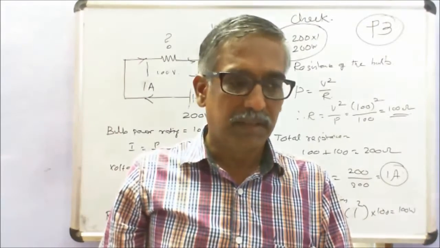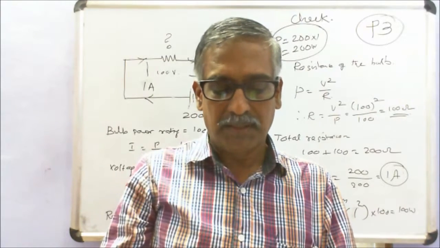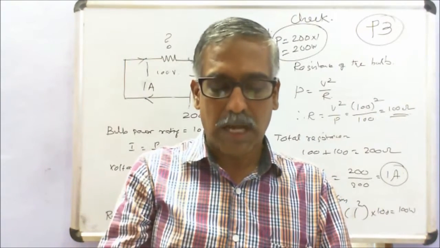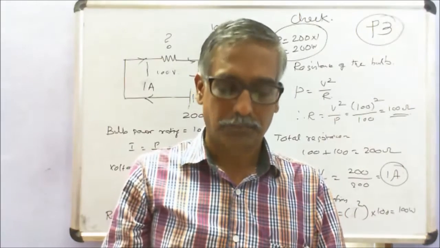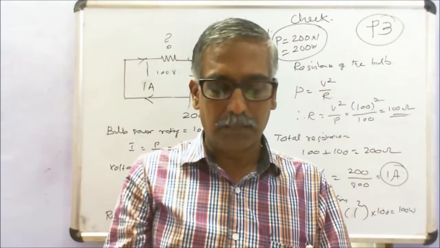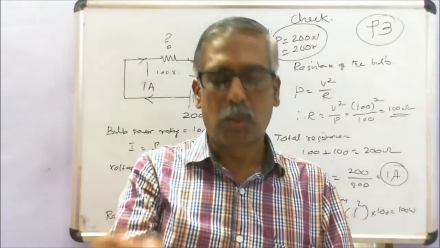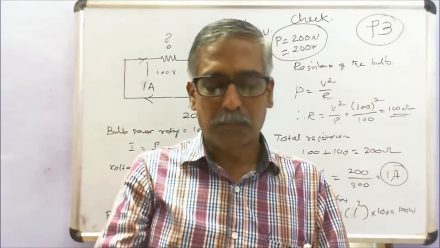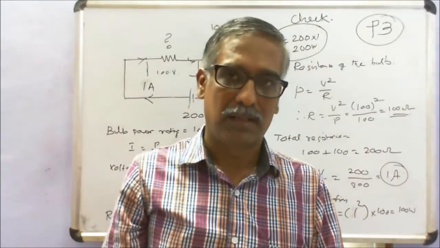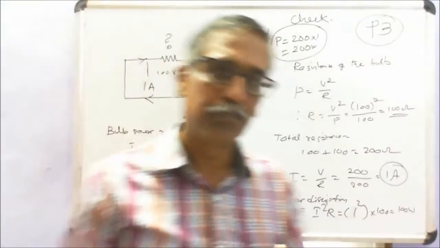The third problem is: an incandescent lamp is rated for 100 watts and 100 volts. Find the value of resistance to be connected in series with the lamp so that it can be operated on a 200 volt supply. What is the power loss in the resistor? This is a university examination question.